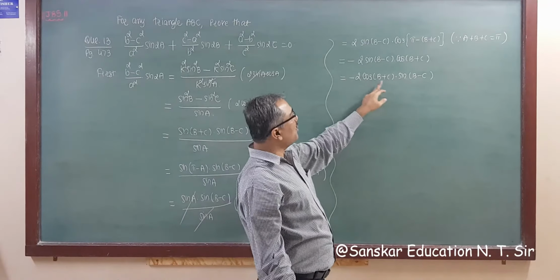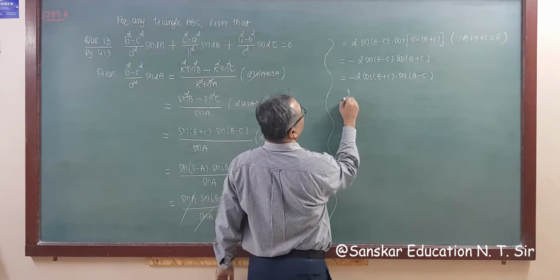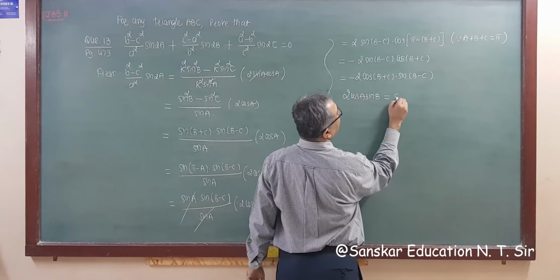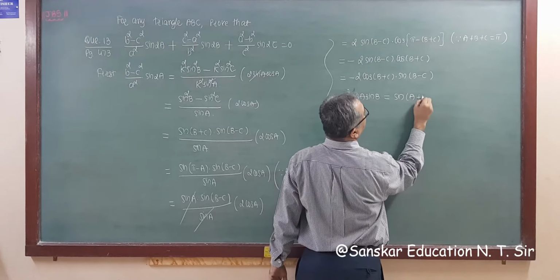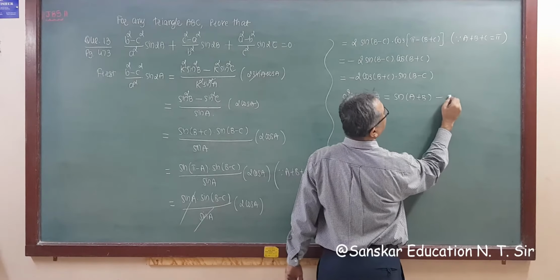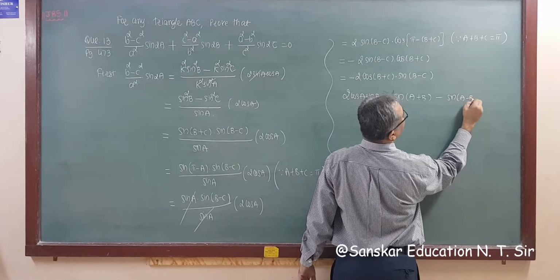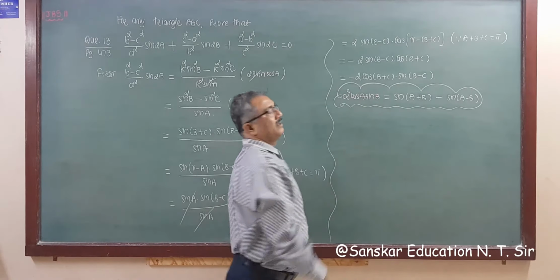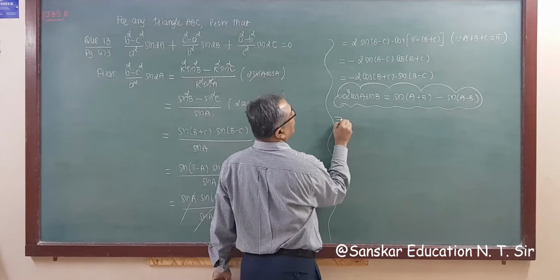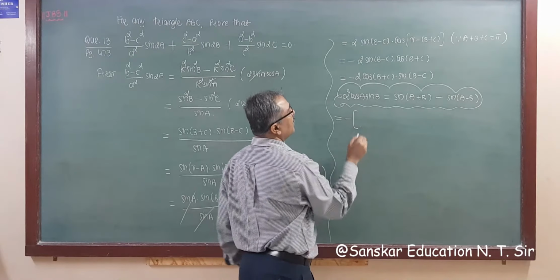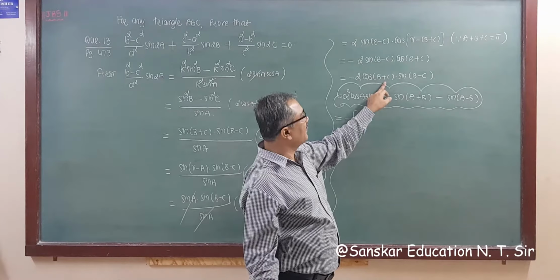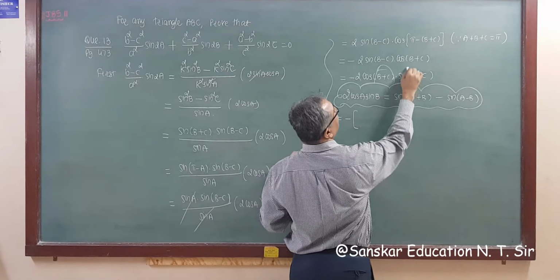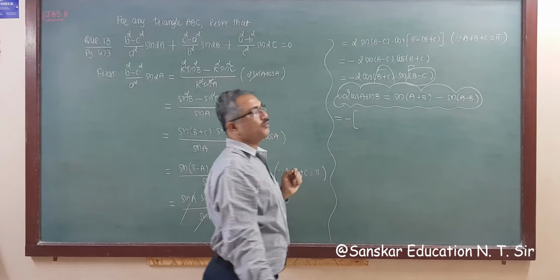Now this is 2 cos a sine b formula. 2 cos a sine b is sine a plus b minus sine a minus b. This is the formula. So this is minus as it is 2 cos a sine b. So a is this and this is b. So what is your answer?